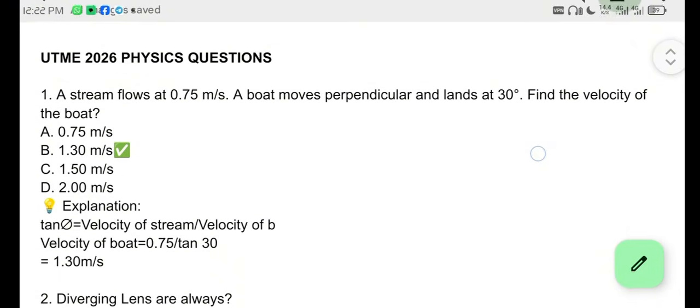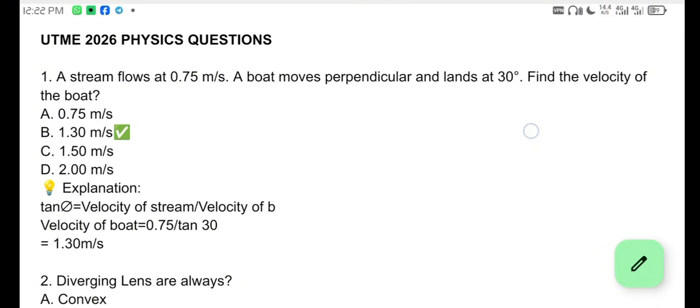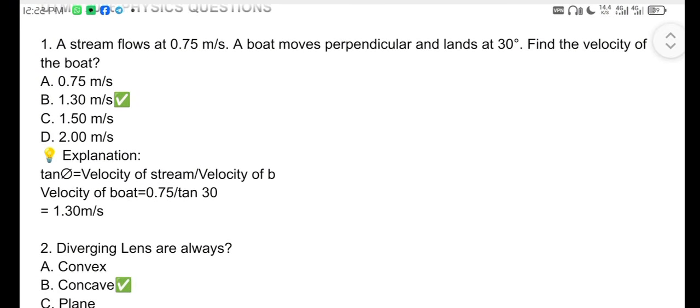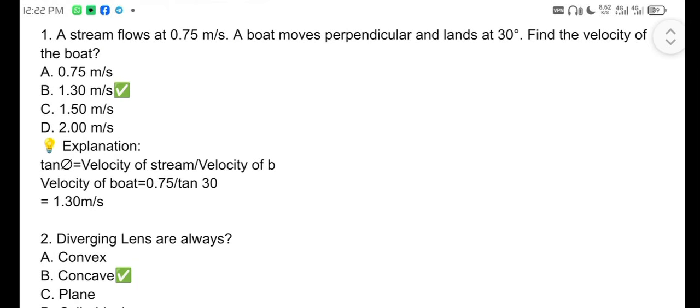Okay, so alongside each question, there's an explanation for all. So I'm looking at the question and the explanation. So let's start. A stream flows at 0.05 meter per second. A boat moves perpendicular and lands at 30 degrees. Find the velocity of the boat.